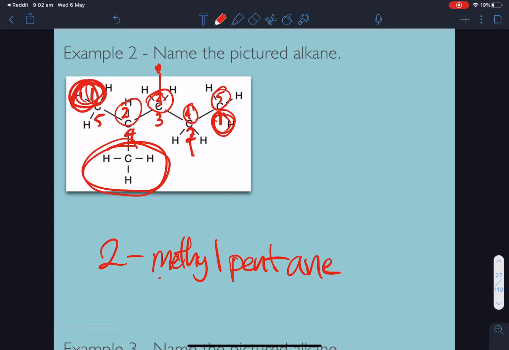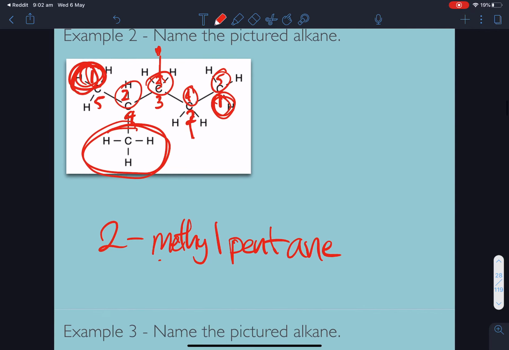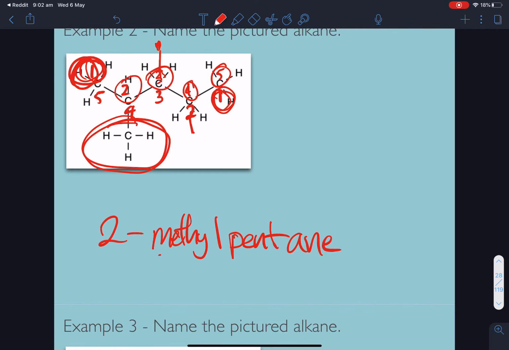I need to put the 2 there to show where that methyl branch is, because there could also be another methylpentane that's on the 3rd position, and we'll go more into what these things are. These things are called isomers. I've mentioned them before, but we need to put the 2 there because there is another methylpentane.